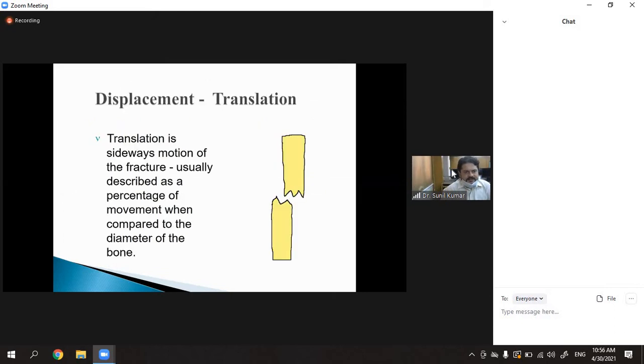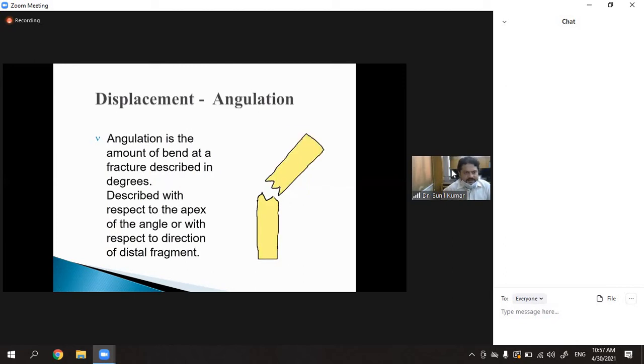Displacement translation. First, we have to see the translation. Translation is a sideways motion of the fracture, usually described as a percentage of movement when compared to the diameter of the bone. In this picture, it is clearly seen that we have to describe the distal fragment. This is the proximal and this is the fracture, a transverse type fracture, and the fracture is displaced, translated. And with what percentage it is, we have to see the bone diameter in the picture. It is from here to here in this picture. And if it is 50% of the diameter, this is displaced, translated.